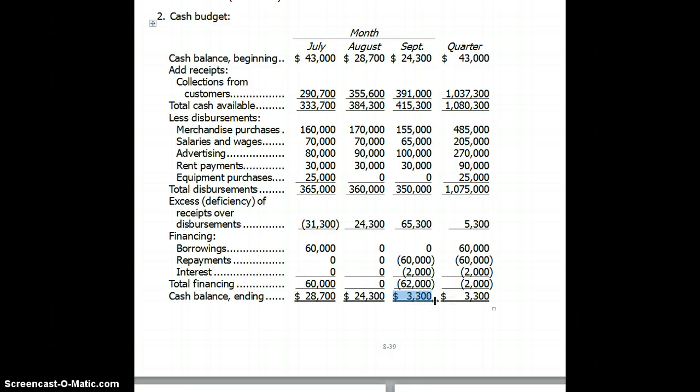This does it for our discussion of the solution to problem 8-21.